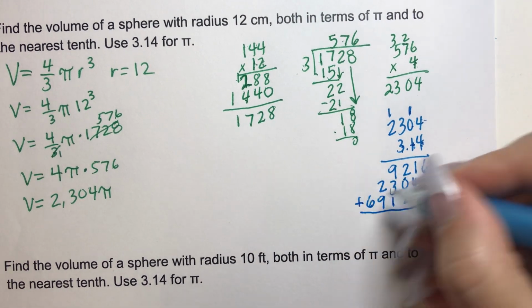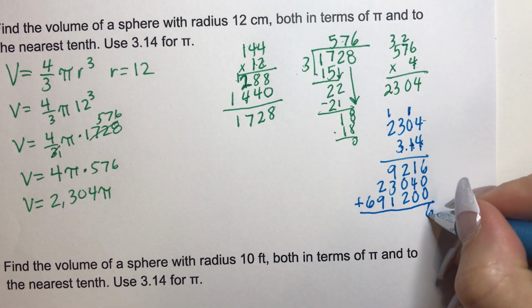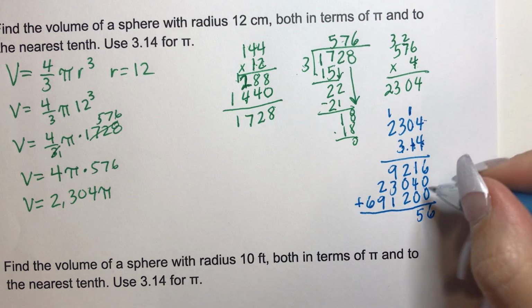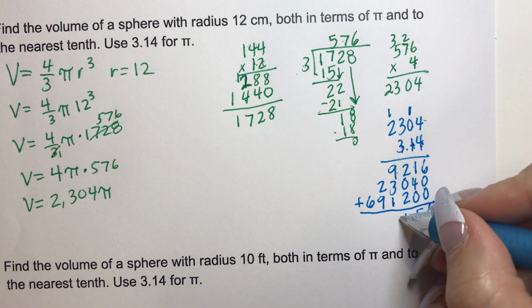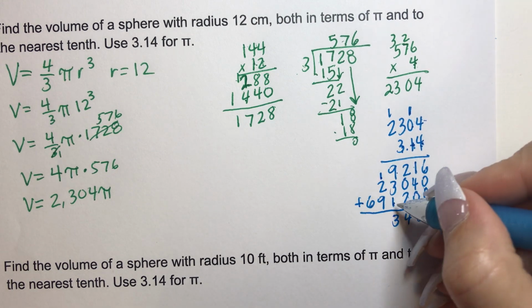And now we add. So 6 plus 0 is 6. 1 plus 4 is 5. 2 plus 2 is 4. 1 plus 9 is 10, plus 3 is 13. Write the 3, carry the 1.